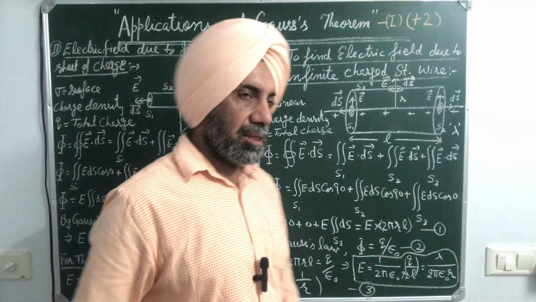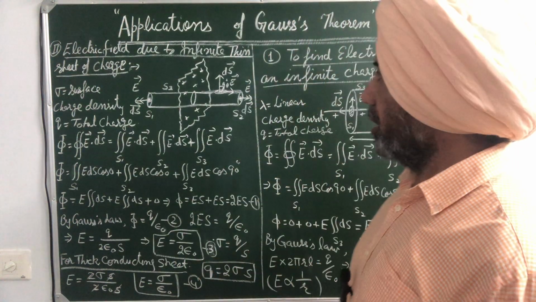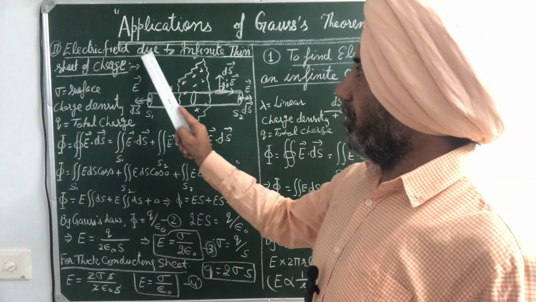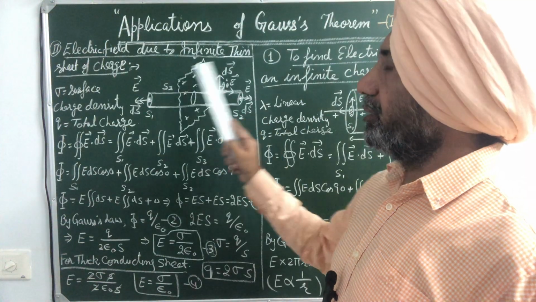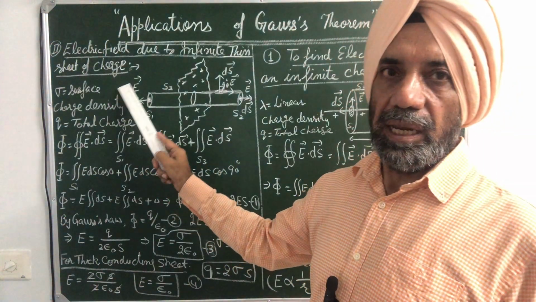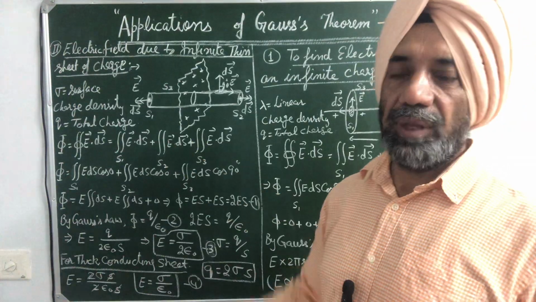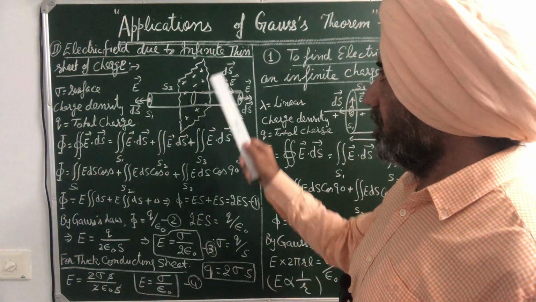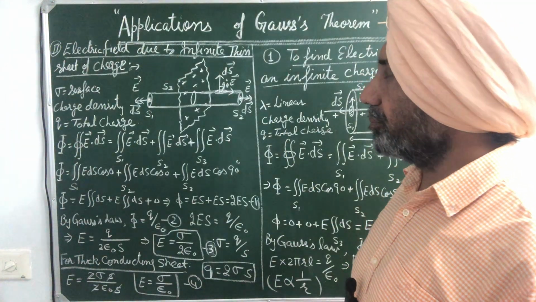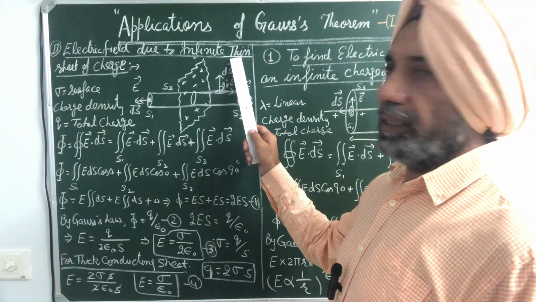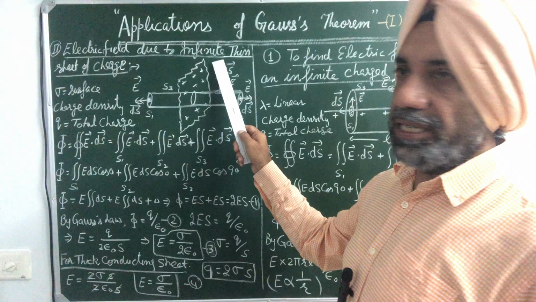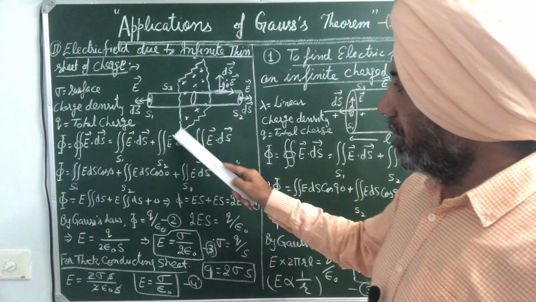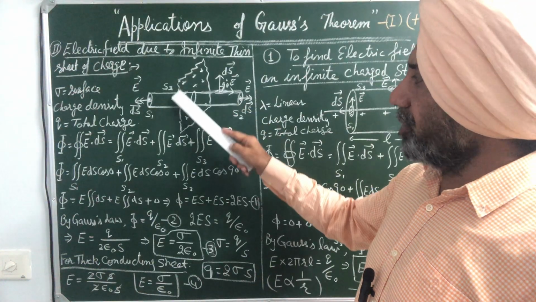So this is the electric field due to a straight wire which is charged. Second application, electric field due to an infinite thin sheet of charge. Infinite thin sheet of charge means we are taking a single layer of charge only, because the sheet is infinite, it has infinite dimensions, and it is thin. So suppose this is the infinite thin sheet of charge.